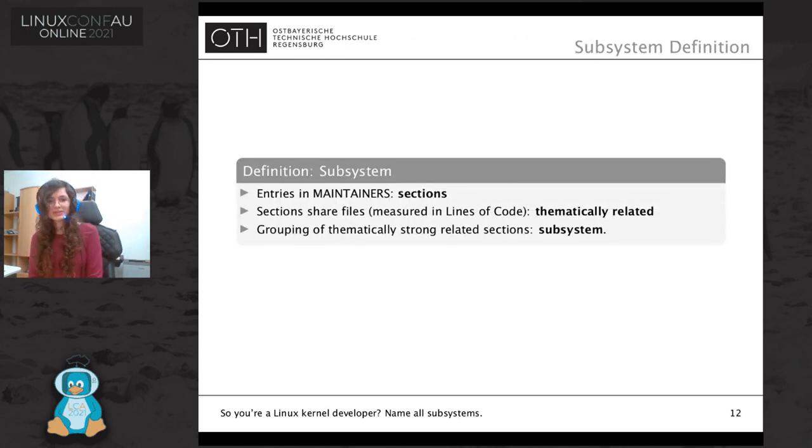So we just went ahead and did that for ourselves and just thought about what would be the most intuitive way to think about subsystem, and we defined the term. So, spoiler alert, the entries and maintainers are not subsystems. We will call them sections from now on. And sections can intersect. So there can be files that belong in two sections at once, which we will measure in lines of code. And if they do, we will call them thematically related. And a grouping of thematically strong related sections will be then called a subsystem. So like the grouping of thematically strong related media sections will be the media subsystem.